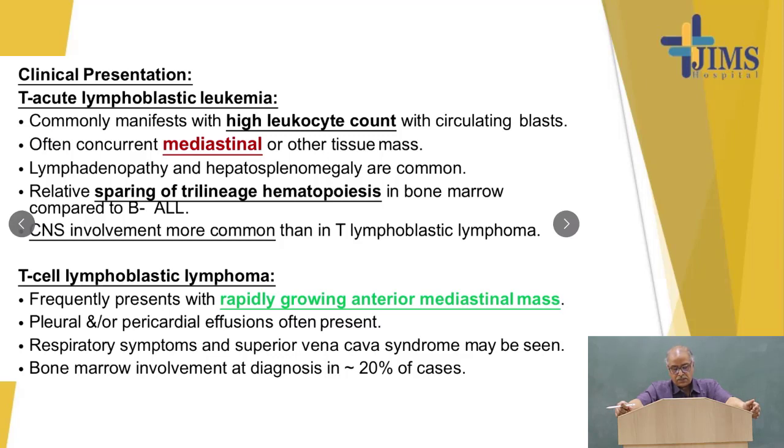Relative sparing of trilineage hematopoiesis in bone marrow compared to B-ALL. B-ALL generally does not spare the normal hemopoietic elements in the bone marrow, but here the normal hemopoietic elements are generally spared. CNS involvement is more common in T lymphoblastic lymphoma. T lymphoblastic lymphoma frequently presents as a rapidly growing mediastinal mass, and pleural or pericardial effusion is present. As there is a mediastinal mass, there will be superior vena cava syndrome and respiratory symptoms. Bone marrow involvement at diagnosis is almost equal to 20% of cases.